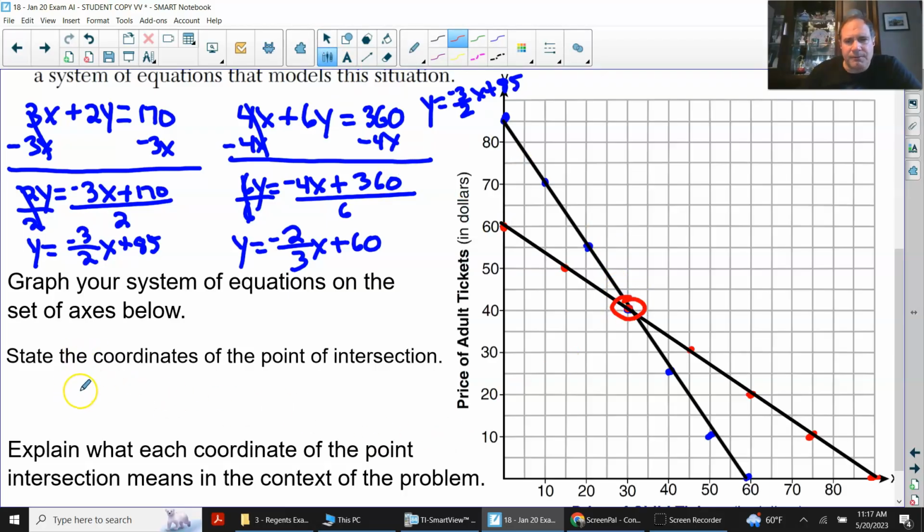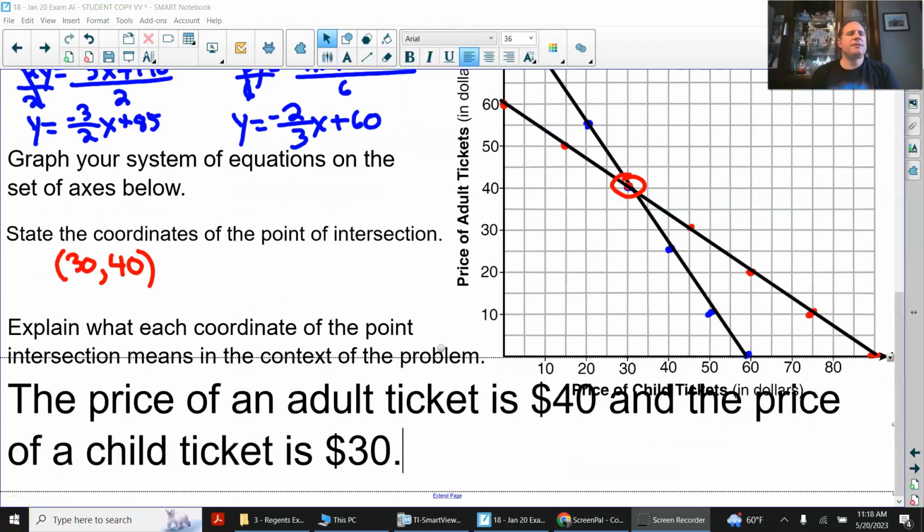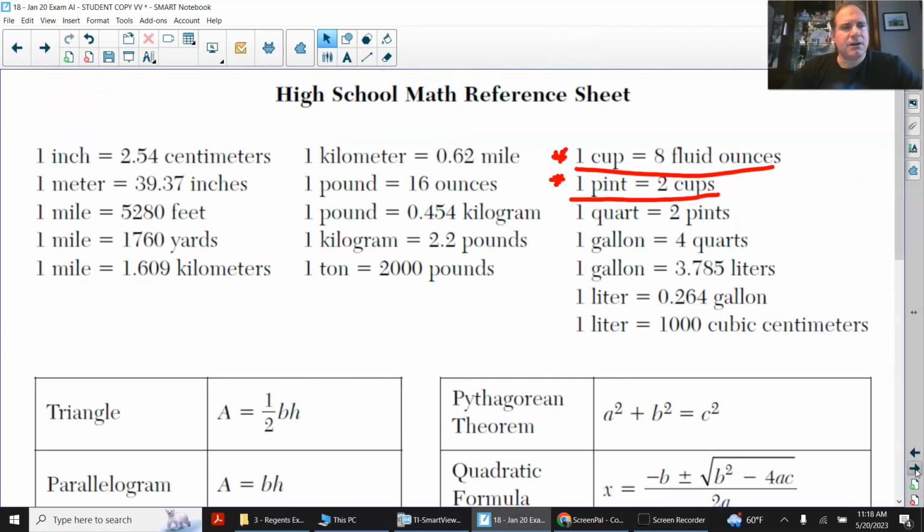State the coordinates of the points of intersection. It is 30, 40. Explain what each coordinate means in the context of the problem. So in the context of the problem, the price of an adult ticket is $40 and the price of a child ticket is $30, and that's what it is. That ends the Regents. That is the last question.